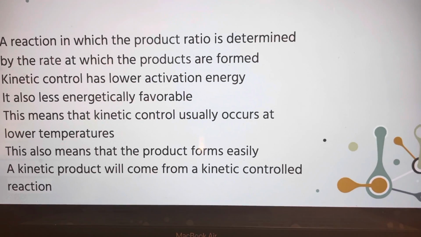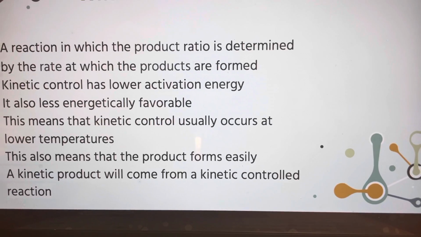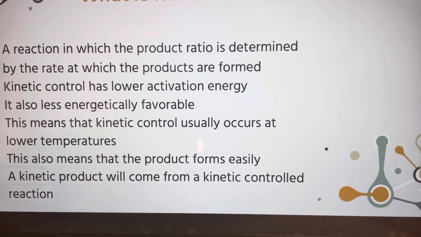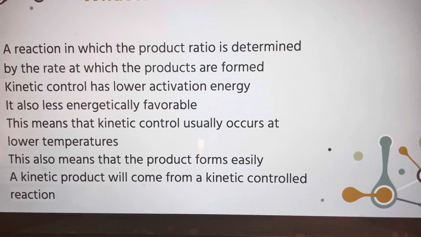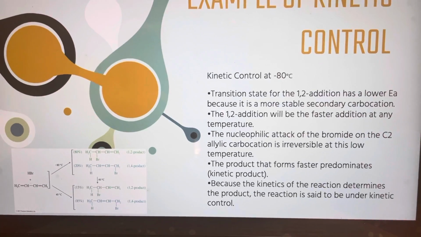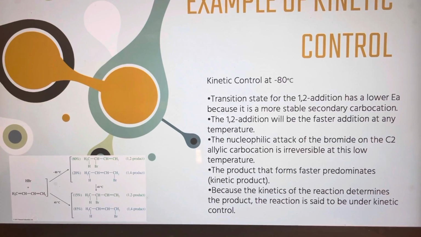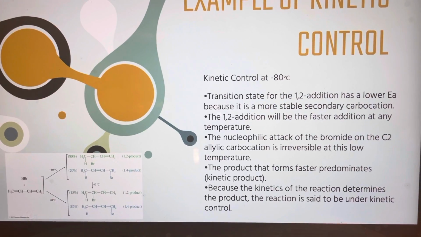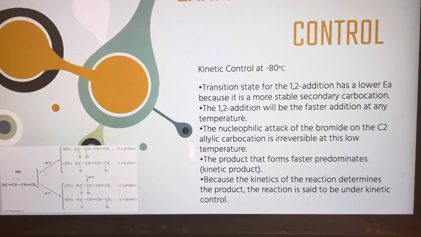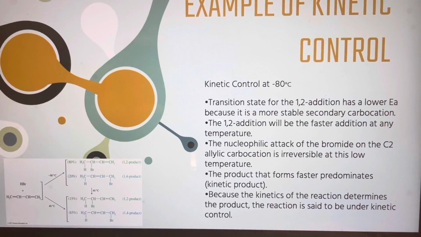And that also means that the products can form very easily. It doesn't take a lot of energy or activation to get the reaction started, and a kinetic product will come from a kinetic control reaction. So an example, as you can see here for kinetic control, is in the bottom corner, you see a diene with a hydrobromide. And as you can see, the top two products are formed from kinetic control.